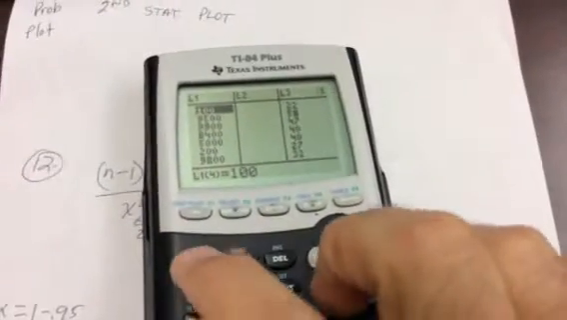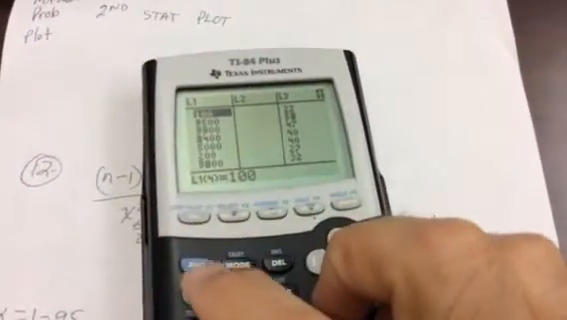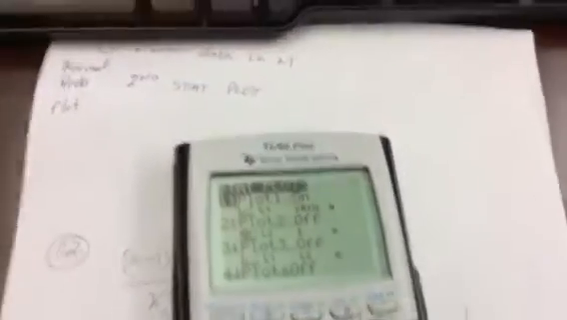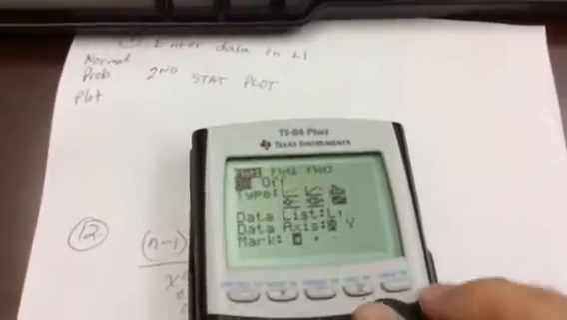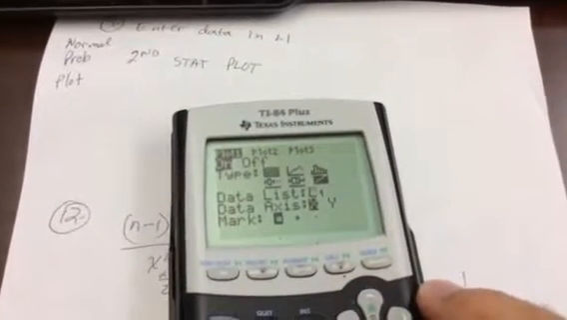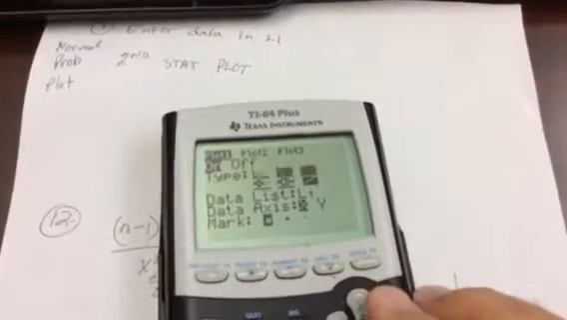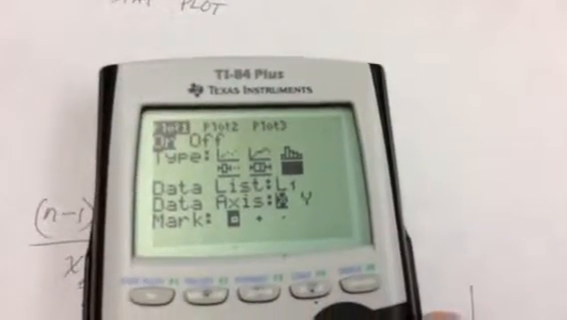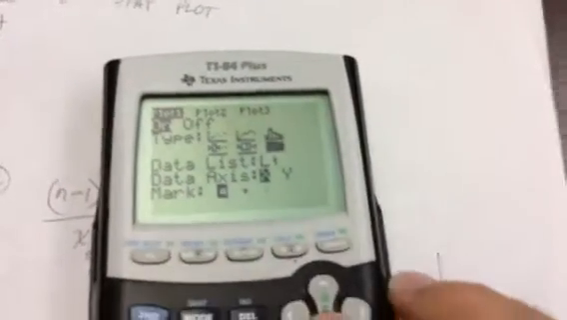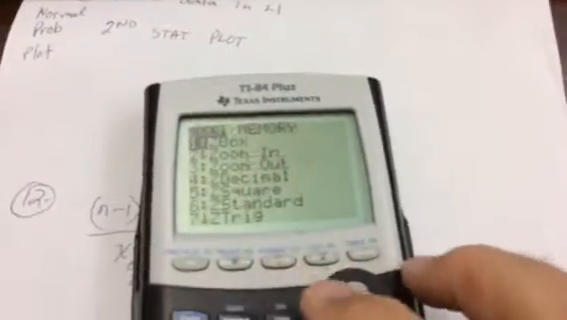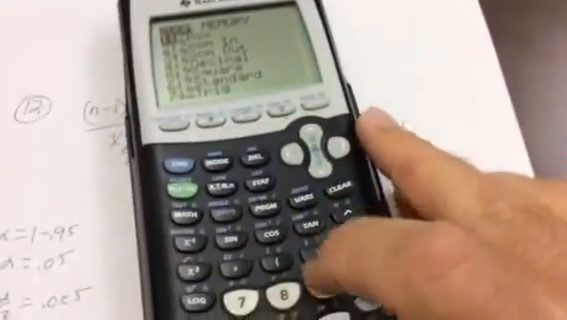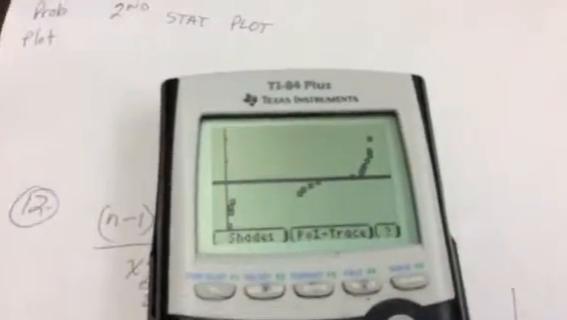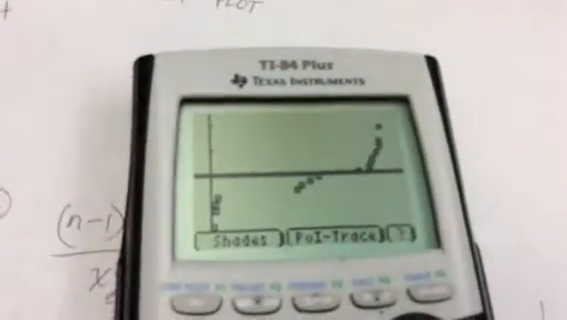Okay, and then it's second stat plot, and make sure plot 1 is on. The normal probability plot is this last icon, the one that's blinking all the way to the right, and then to get it we hit zoom and then 9, as is again explained on the video. So we get a normal probability plot that looks like this.